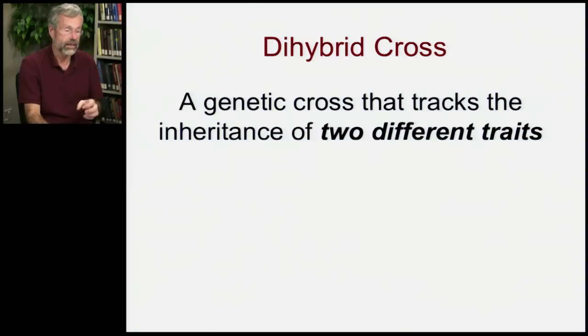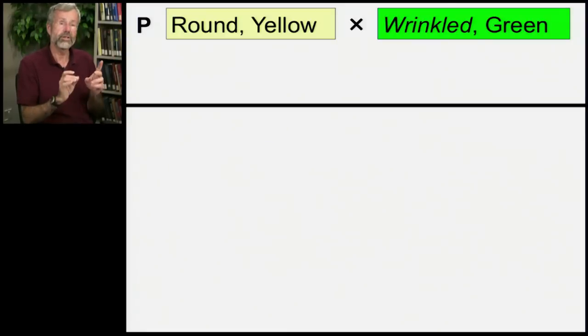In the last lecture, we got to some pretty complicated stuff, and I'd like to start this lecture with a review of a dihybrid cross. Remember that a dihybrid cross is a genetic cross that tracks the inheritance of two different traits. We used the example of Mendel's peas, and the two traits in question were whether the pea was round and whether it was yellow, or whether it was wrinkled or green.